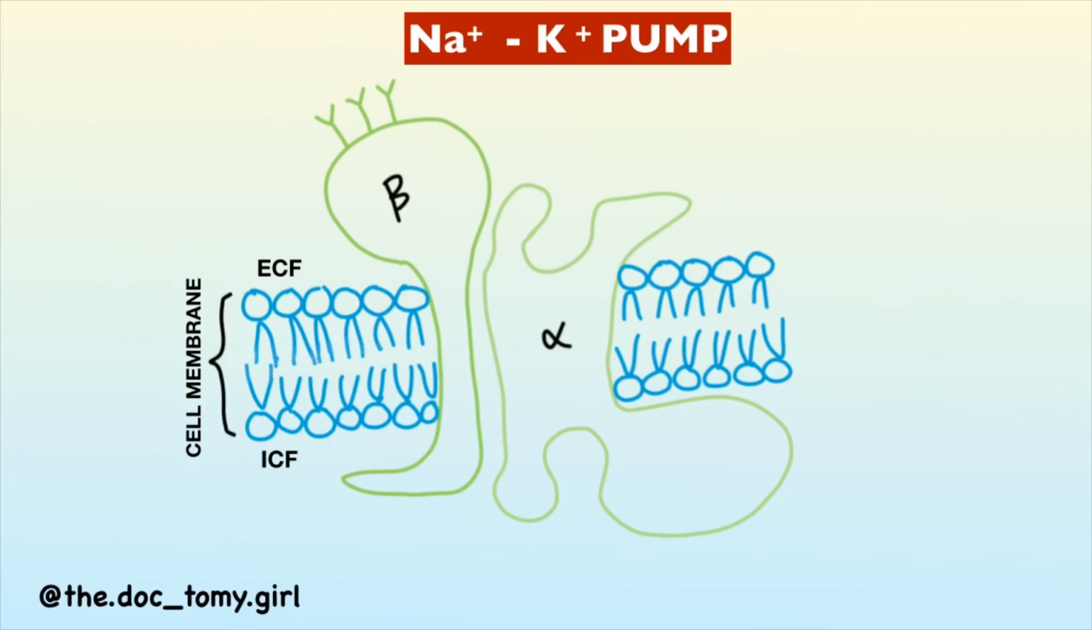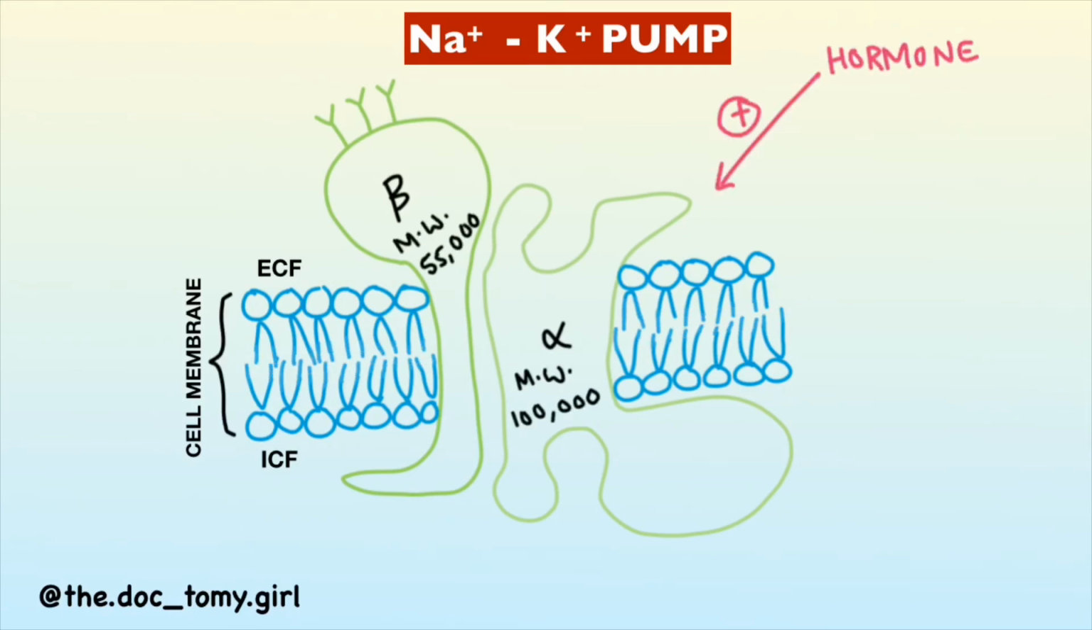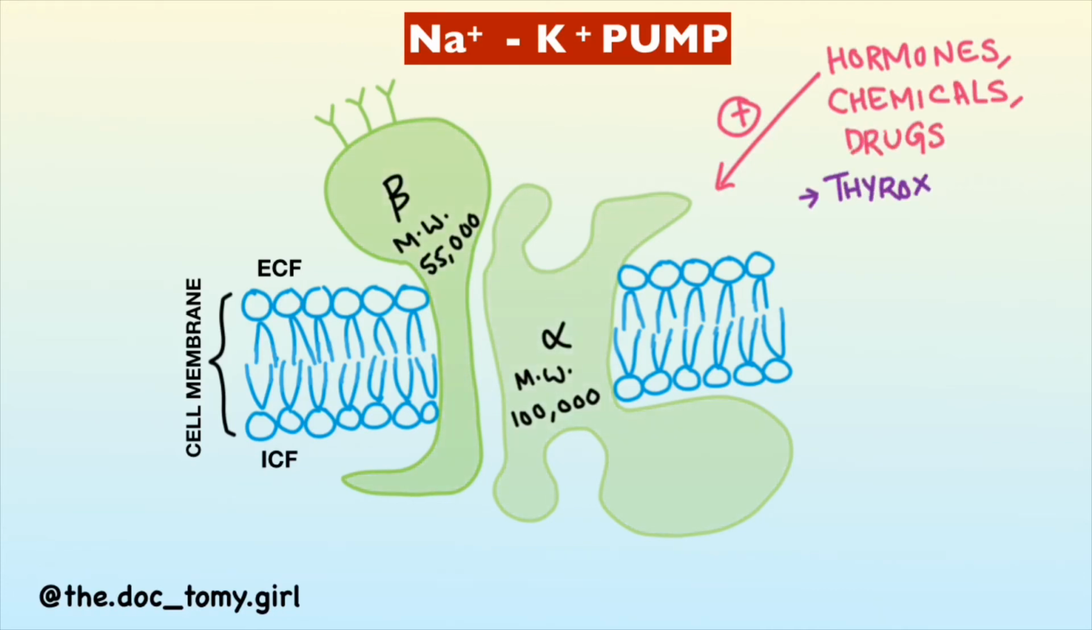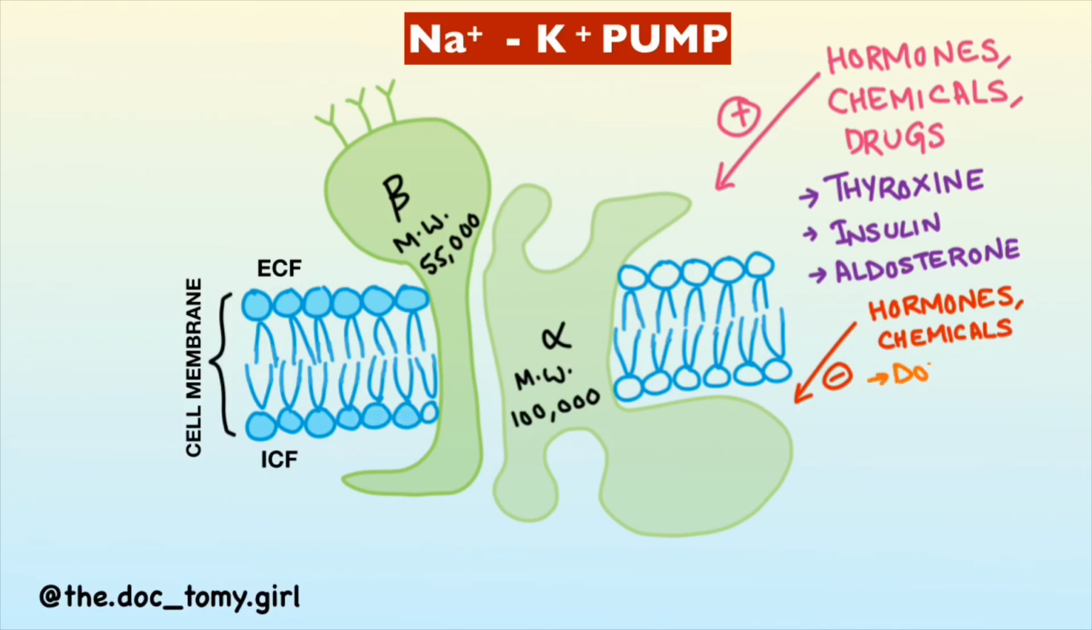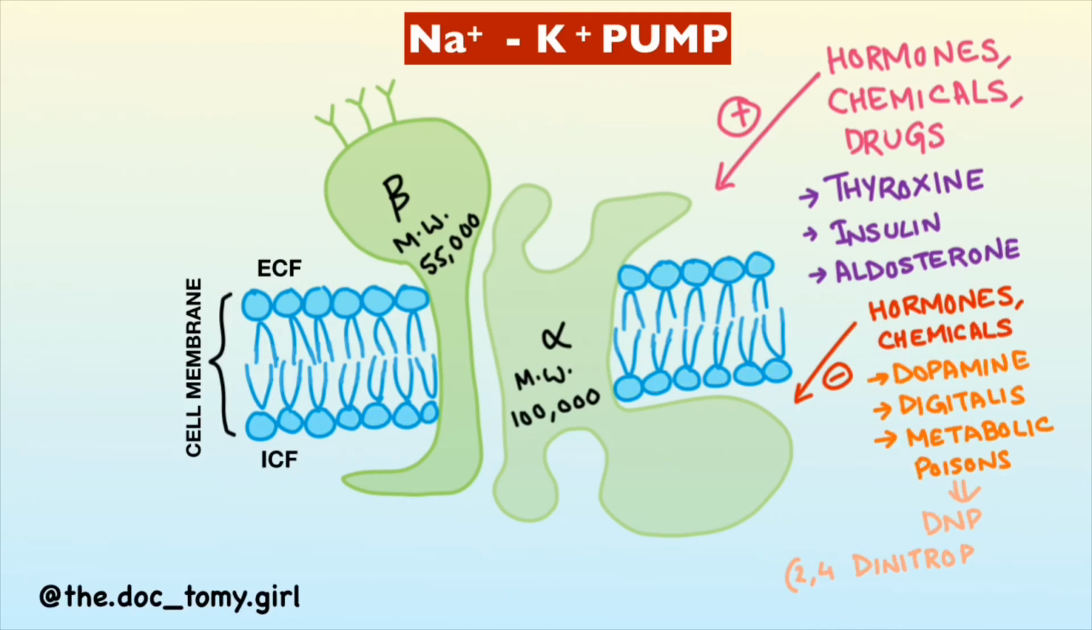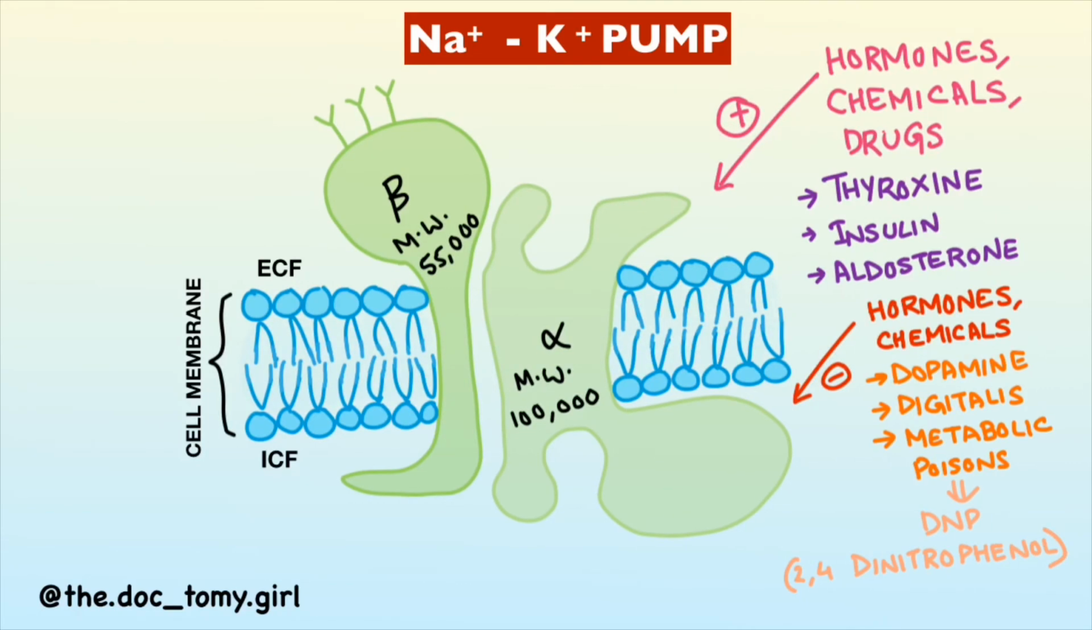There are certain factors which regulate the sodium potassium pump activity. Some factors activate it, whereas some factors inhibit it. Many hormones, chemicals, and drugs act by increasing sodium potassium pump activity, such as thyroxine, insulin, and aldosterone, whereas many hormones and chemicals act by decreasing sodium potassium pump activity, such as dopamine, digitalis, and metabolic poisons like DNP. Hypoxia and hypothermia also inhibit sodium potassium pump activity.